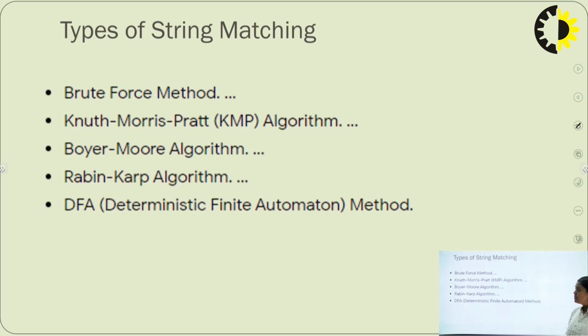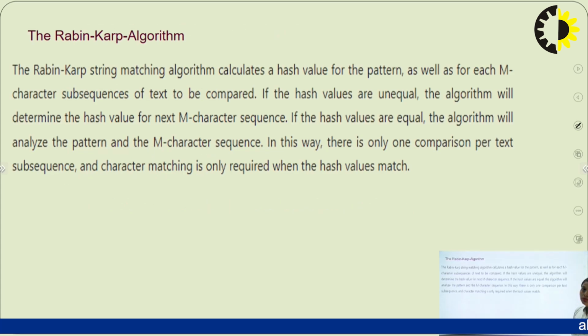One type is the brute force method, where all the possibilities are tried for matching the pattern in the given string. The second one is KMP, the Knuth-Morris-Pratt algorithm. Another one is the Boyer-Moore algorithm. Next is the Rabin-Karp algorithm, and the finite automata method. So in today's lecture, I am going to take an example of the Rabin-Karp algorithm.